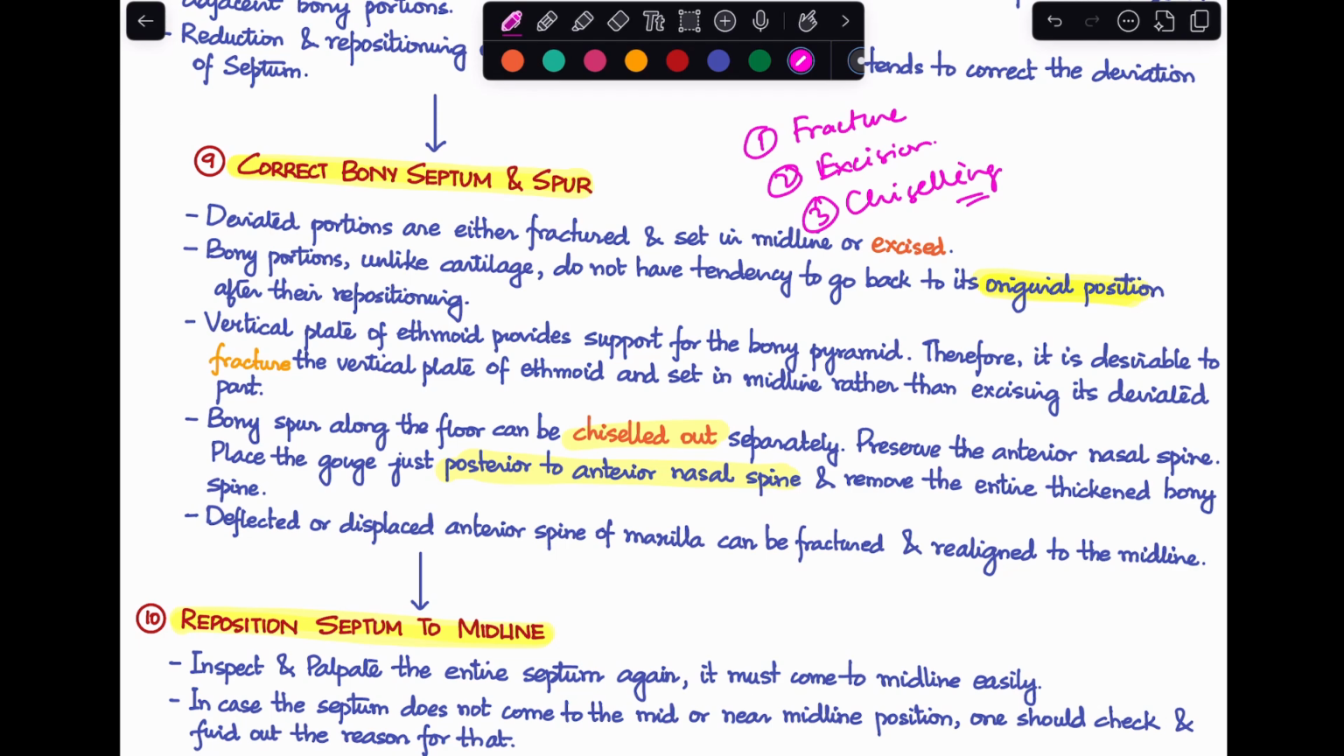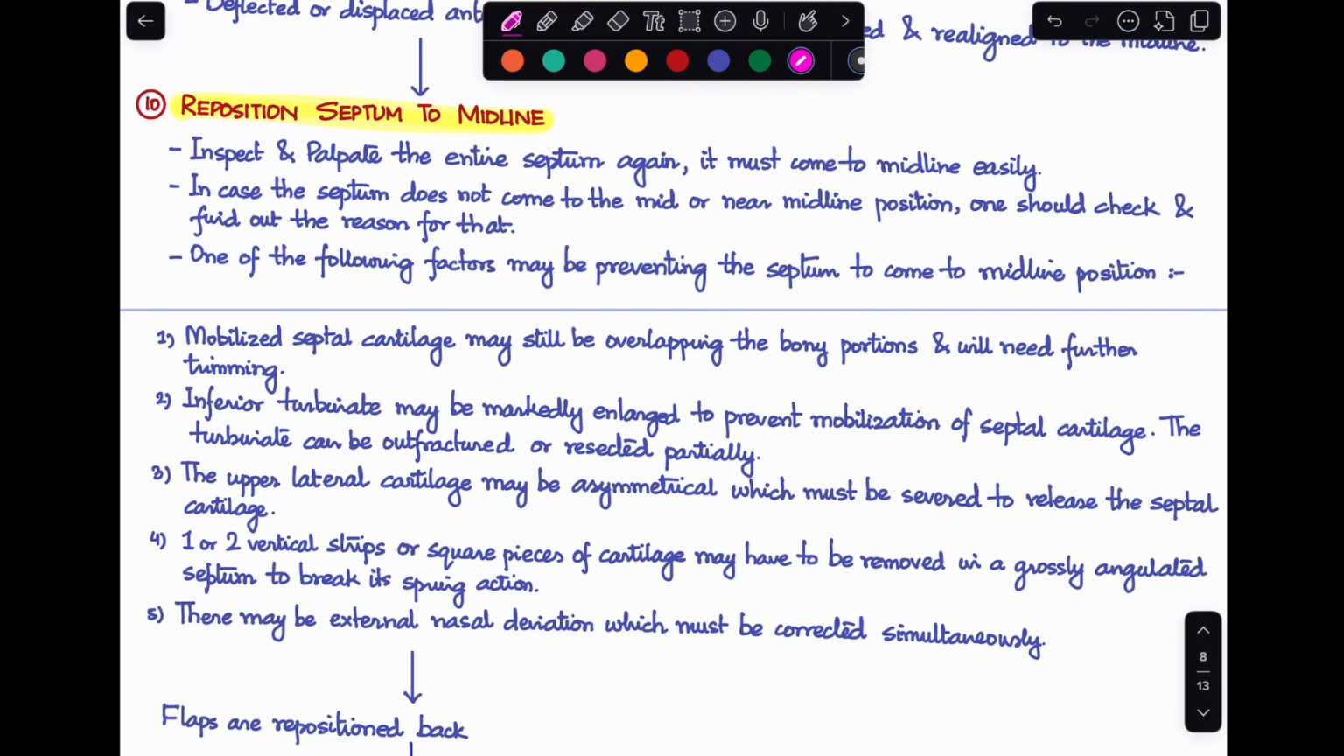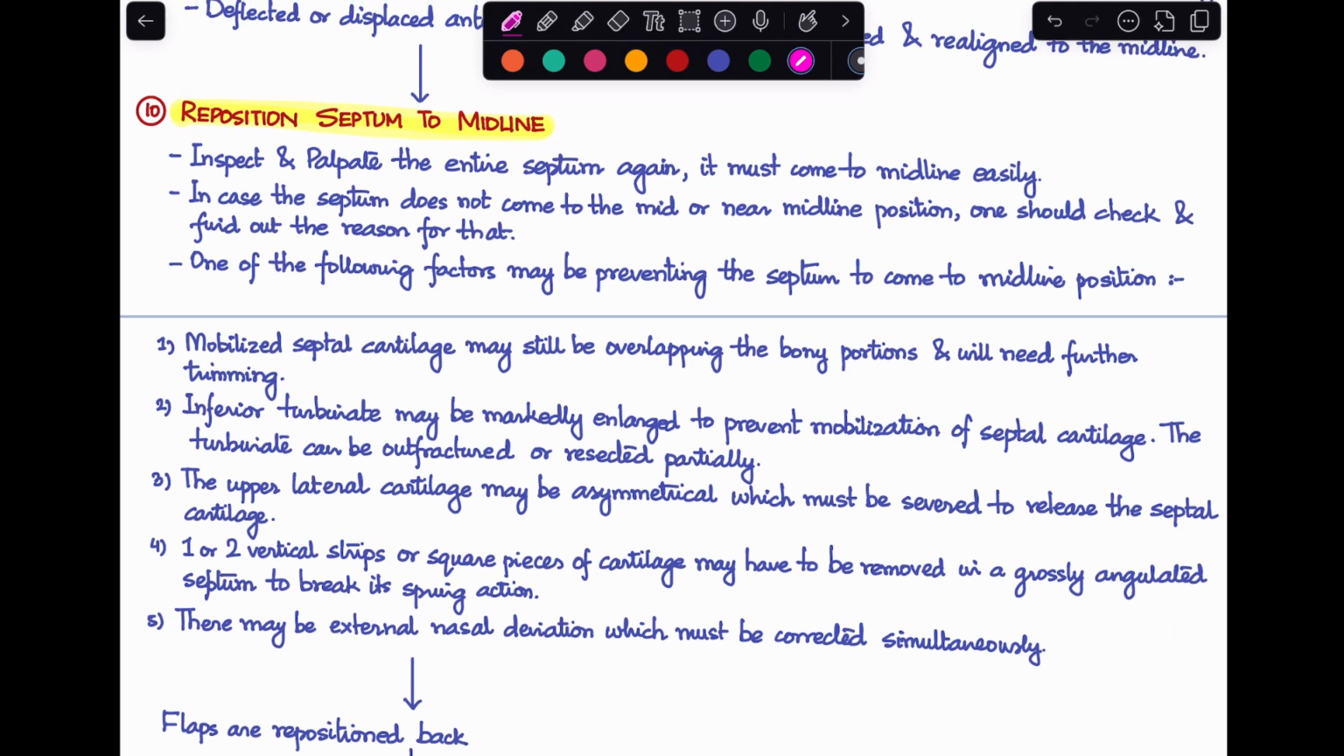So now our cartilaginous septum has been fixed, and the bony septum, if any deviation is there, is also fixed. Now we will reposition the septum to the midline. After we have repositioned the septum to the midline, we have to inspect the entire septum again. Is it coming to the midline easily, or at least near midline? If you see that it has not come near the midline, there may be multiple different factors. The first thing you can check is maybe the mobilized septal cartilage is still overlapping the bony portion. So maybe you need to trim it further.